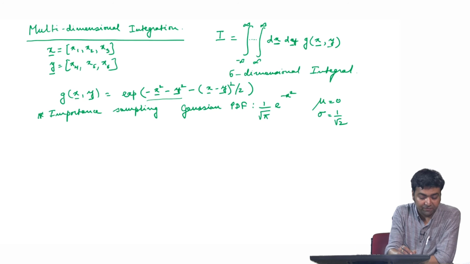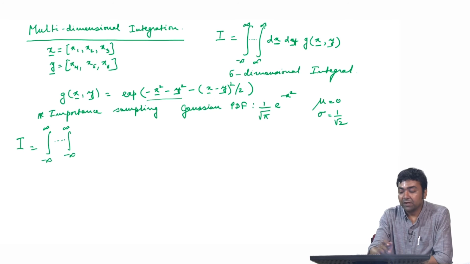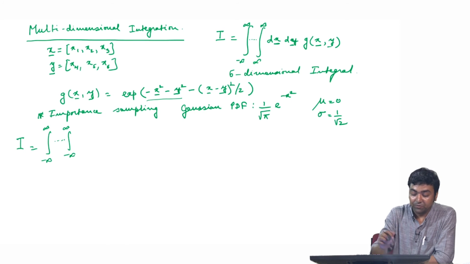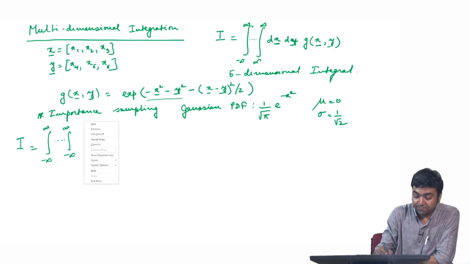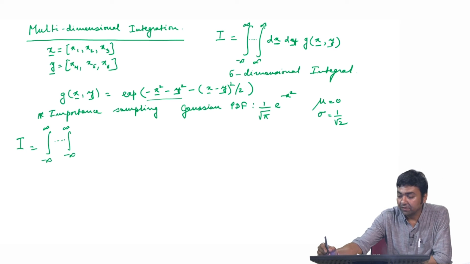So, how do we simplify this? What we do is we rewrite the integral in this form. Now you see we have 6 variables here, so I need to multiply it with 6 such distributions. If you remember what we did in the earlier class.